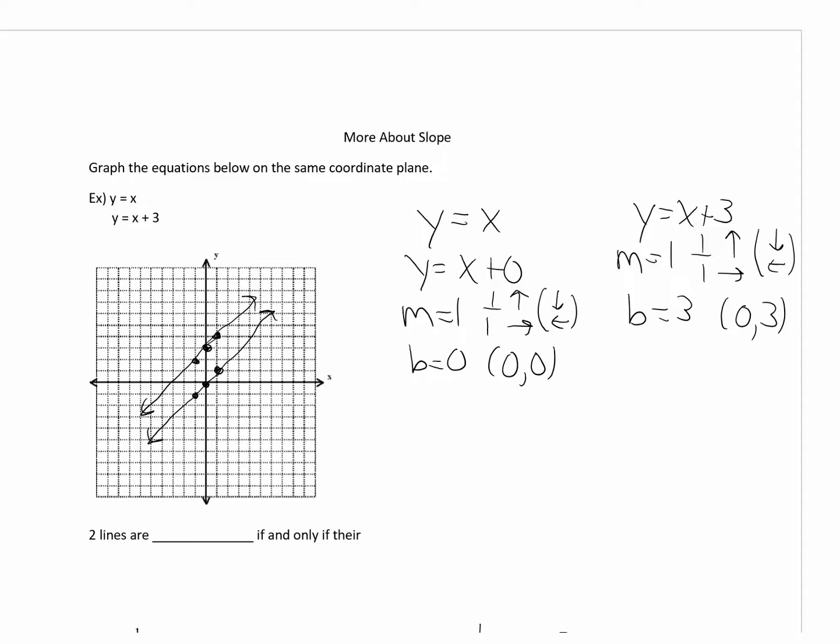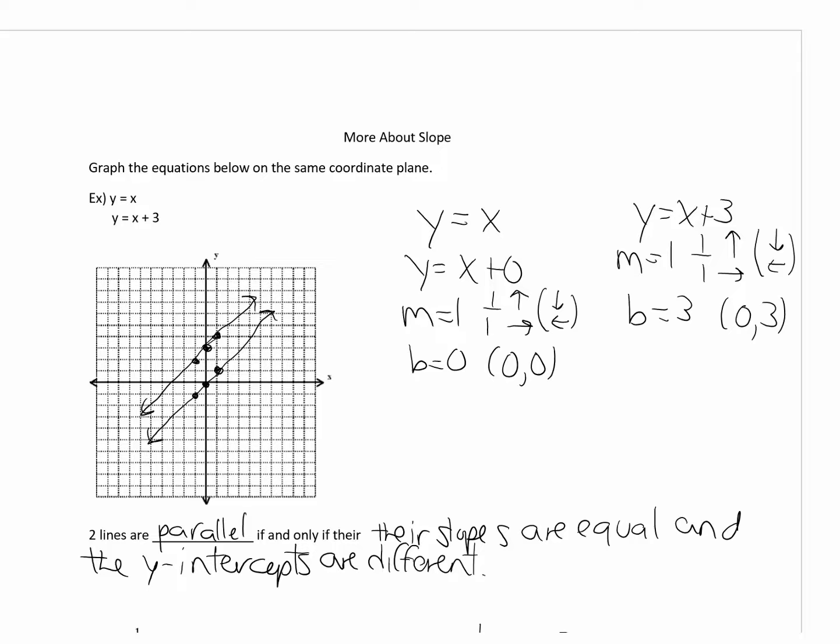Well, the two lines are parallel because they are never going to intersect and they're on the same plane. Now, take a look at their slopes. The slope for the first one is 1, and the slope for the second equation is also 1. But notice their y-intercepts are different. So, two lines are parallel if and only if their slopes are equal and the y-intercepts are different. Because if the slopes were the same and the y-intercepts were the same, then we would have the equation of the same line.